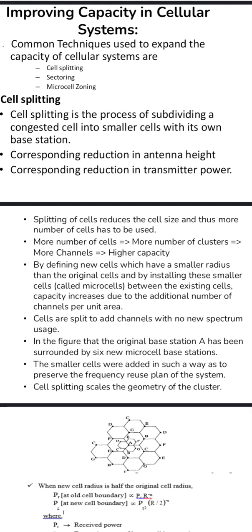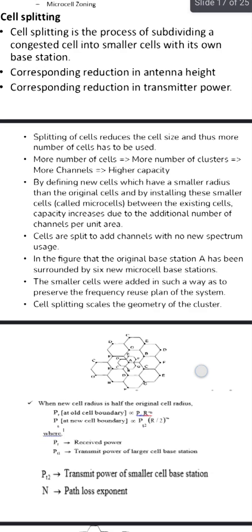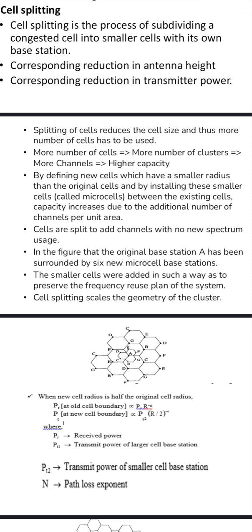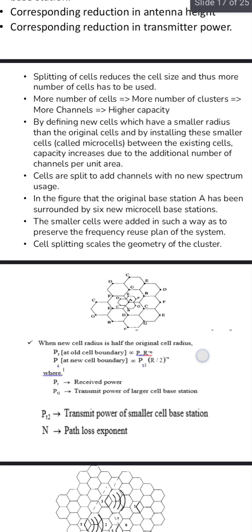Cells are split to add channels with no new spectrum usage. Here the original base station A has been surrounded by 6 new microcell base stations, which is shown in the figure. The smaller cells were added in such a way as to preserve the frequency reuse plan of the system. Cell splitting scales the geometry of the cluster.